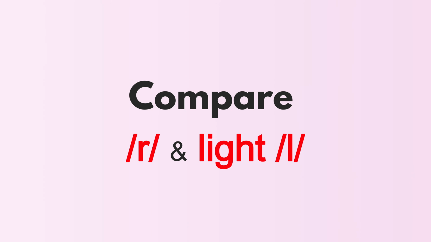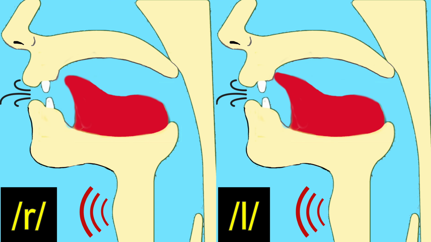Compare R and light L. R and light L are both consonant sounds in English, but they are produced differently and can be difficult to distinguish for learners of English, especially those whose native languages do not have these sounds. Let's start by comparing the following drawings for voiced consonants R and L.